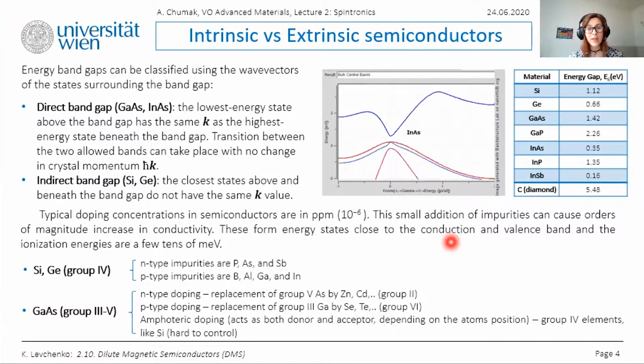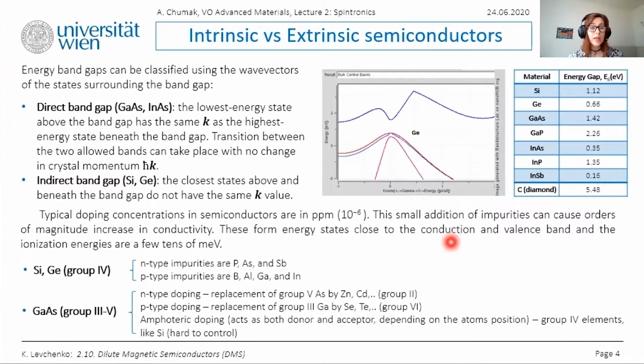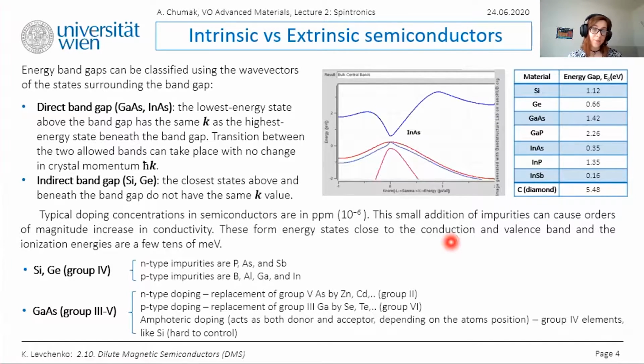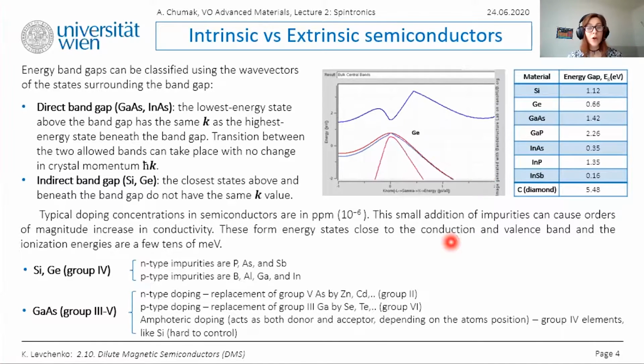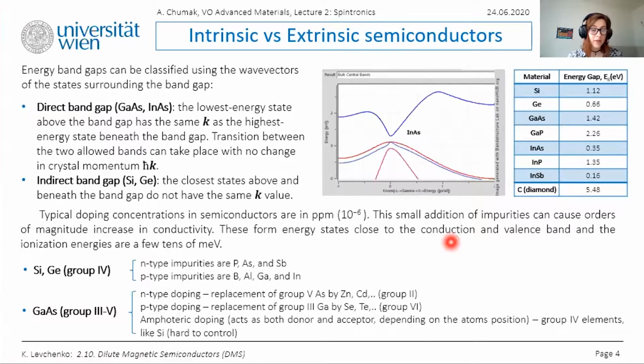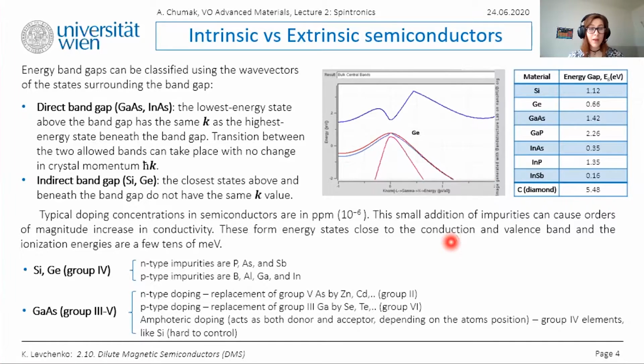Also, depending on the band structure, we can divide the semiconductors into direct band gap and indirect band gap classes. In a direct band gap, the bottom of the conduction band is aligned with the top of the valence band, like the lowest energy state above the band gap has the same k as the highest energy state beneath the band gap. In this case, when an electron is excited, there is no change in crystal momentum. This is the situation for gallium arsenide and indium arsenide. It's important for optical applications.